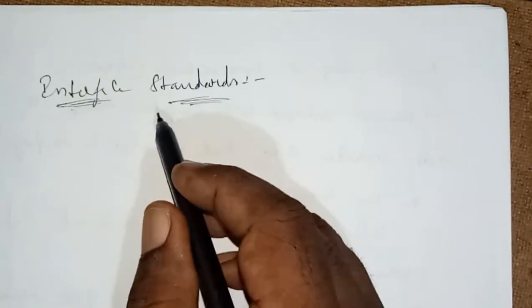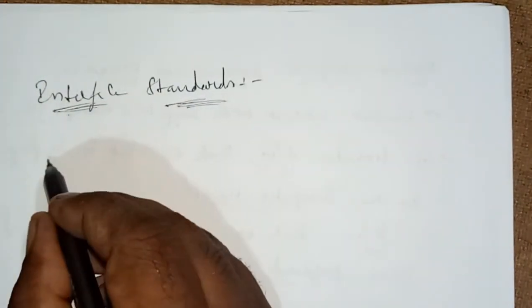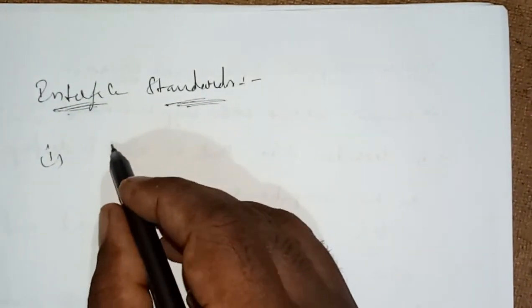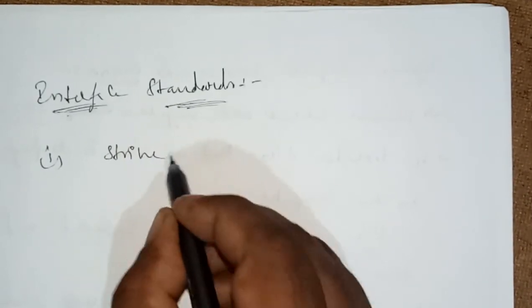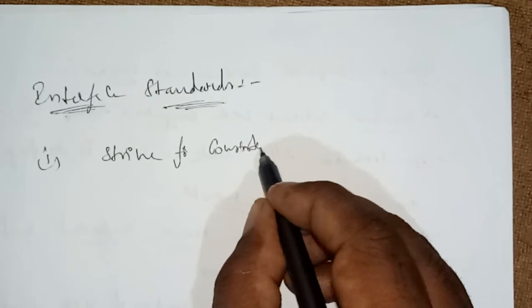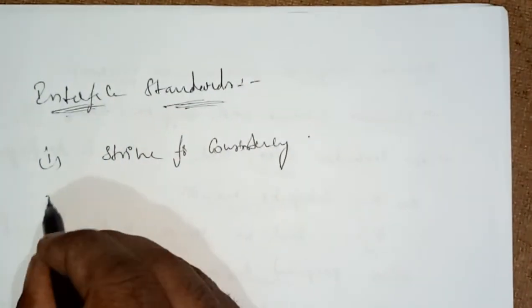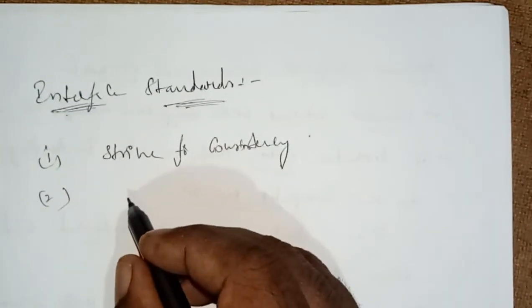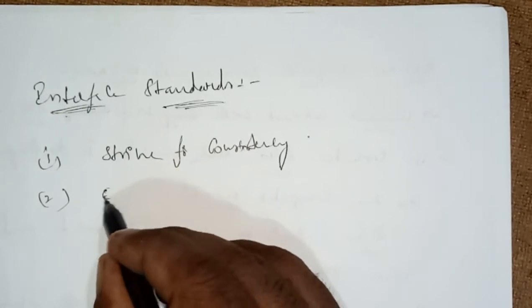Already we have seen the 8 golden rules. The first one is strive for consistency. The second one is enable frequent users to use shortcuts.